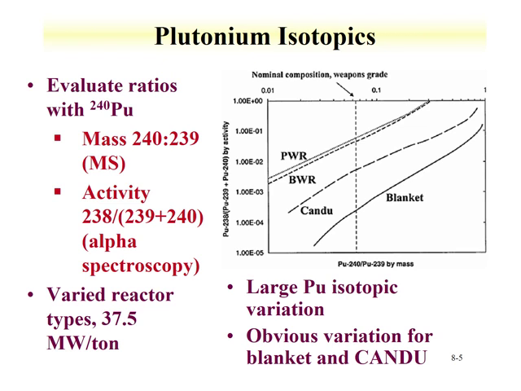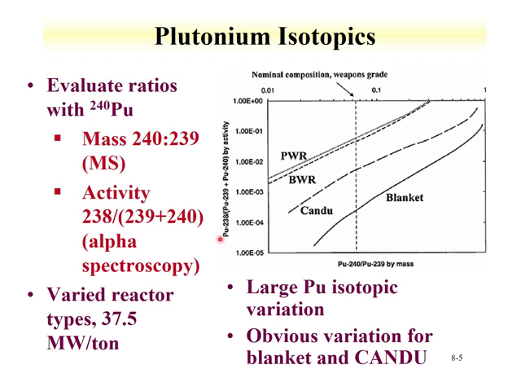A key signature that can be obtained from plutonium isotopics is an evaluation of the reactor type that was used to produce the plutonium. This is achieved by evaluating ratios with plutonium-240. For instance, the mass between the plutonium-240 and plutonium-239 can be evaluated. This is usually done with mass spectroscopy. And then the overall activity of plutonium isotopes, where the plutonium-238 is measured and plutonium-239-240 alpha spectroscopy data is provided. And a ratio of the 238 to the 239 plus the 240 is used.